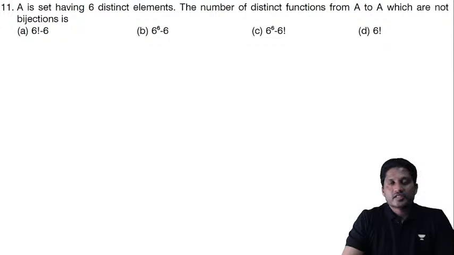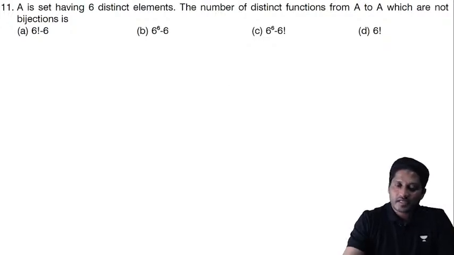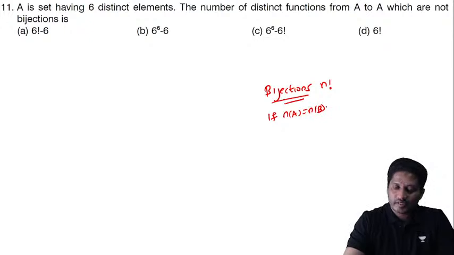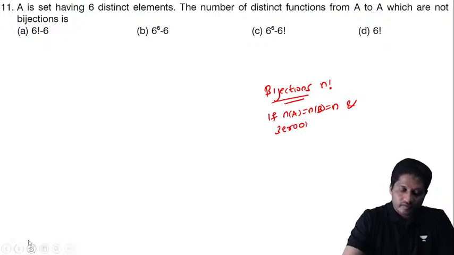A set A has six distinct elements. The number of functions from A to B which are not bijections. Actually, if the number of elements of A is equal to the number of elements of B, which is n, then the total number of bijections is n factorial, and 0 otherwise.